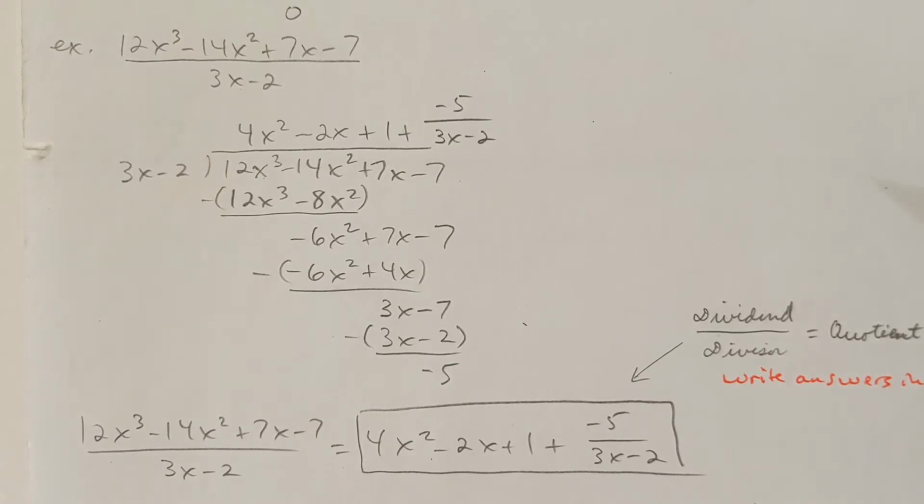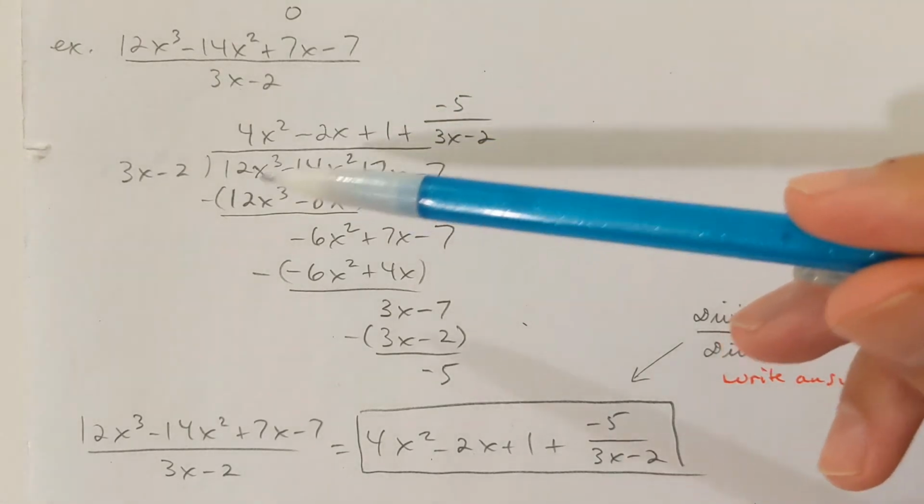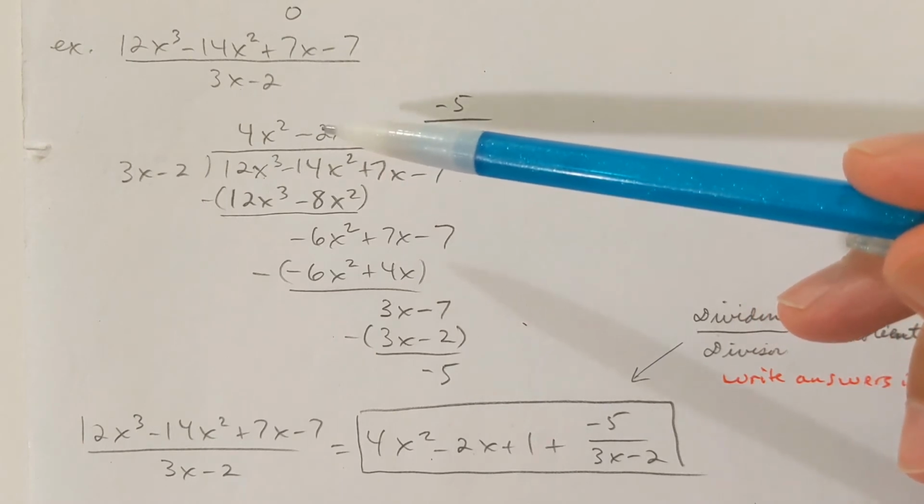Suppose that we have 12x cubed minus 14x squared plus 7x minus 7 divided by 3x minus 2. Okay? Well, the 3x minus 2 goes outside the division bar.